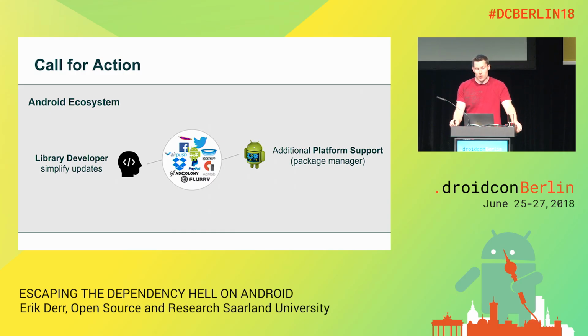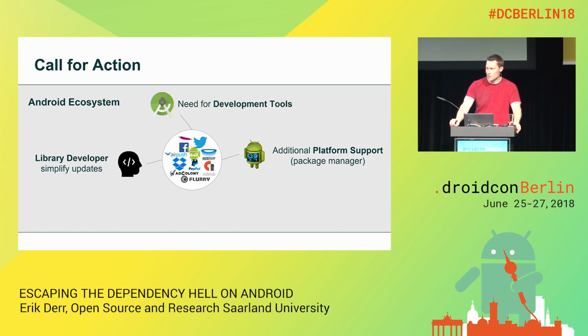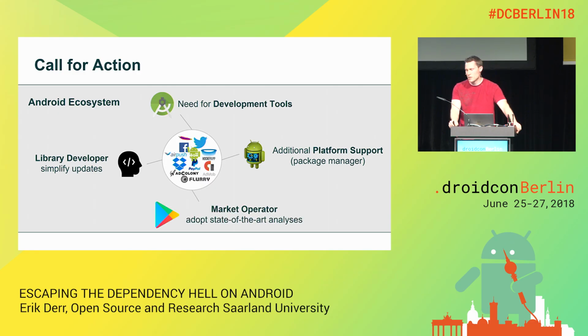I think we additionally need platform support, so some central instance package manager where you can search for, where you can compare different libraries. Also development tools. I mean, currently we have lint. Lint does tell you that you have outdated libraries, but that's basically it. I will come to this in a second. And of course, the market operators, they could also improve by adopting state-of-the-art analysis to warn you once you're trying to publish your app if this app contains security and privacy issues that haven't been identified during the development process.